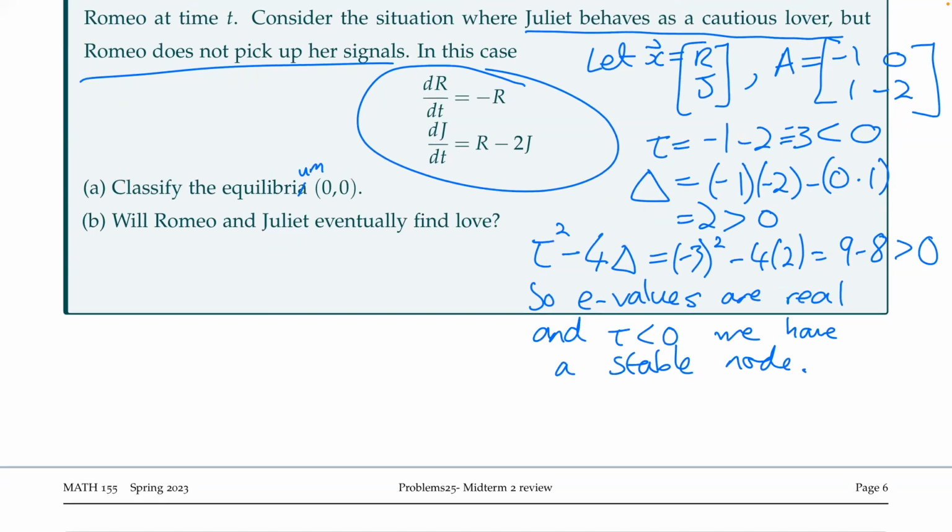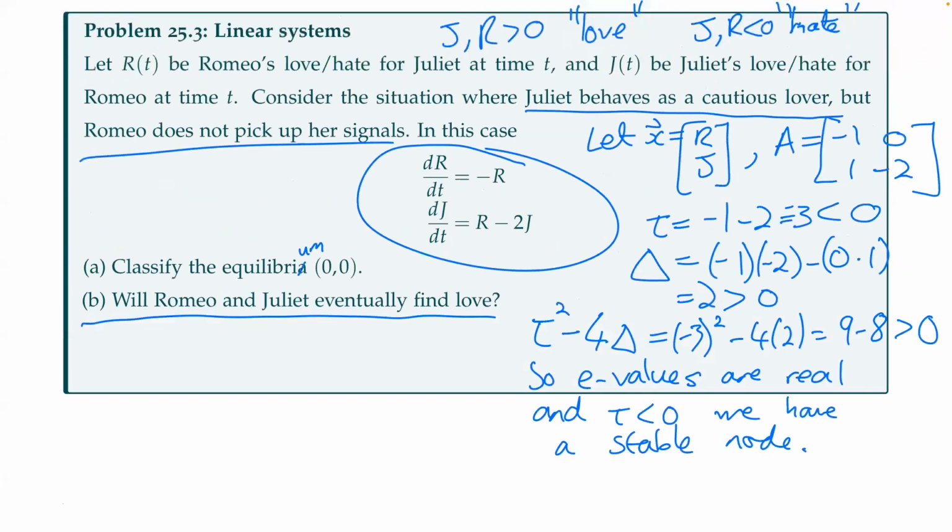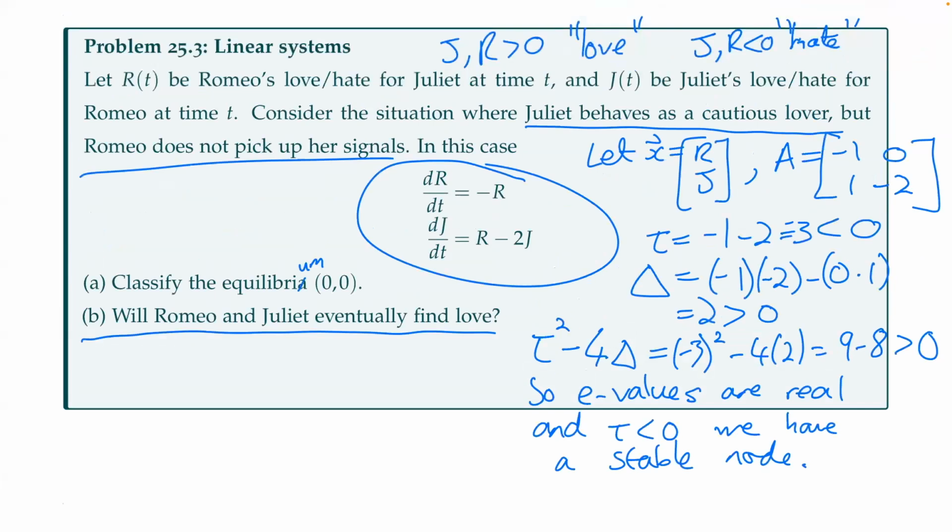So this question here, part B, will Romeo and Juliet eventually find love? Well, this is an interpretation question. I tried to put these towards the end of a question. So you've done some analysis on a model. You've come up with an answer that we have a stable node, but what does that actually mean for an interpretation? Any ideas? So 0, 0 is a stable node. So in the long term, we tend towards 0, 0. So what does that mean for Romeo and Juliet's relationship?